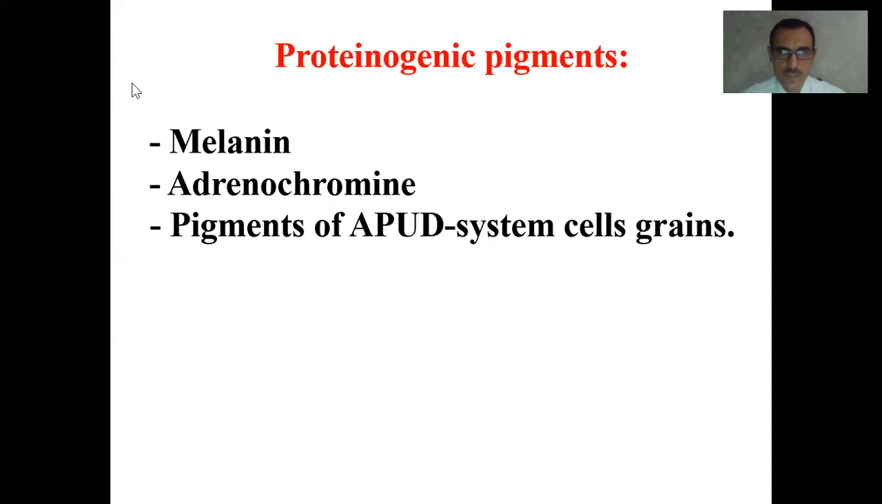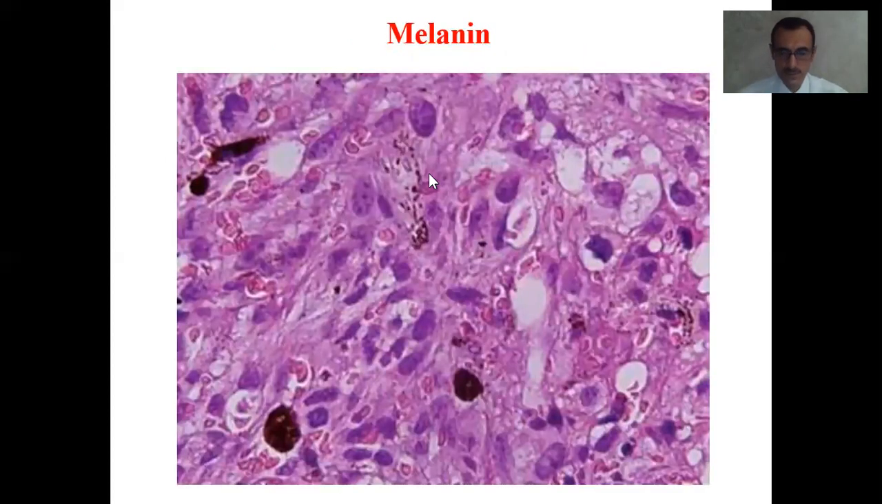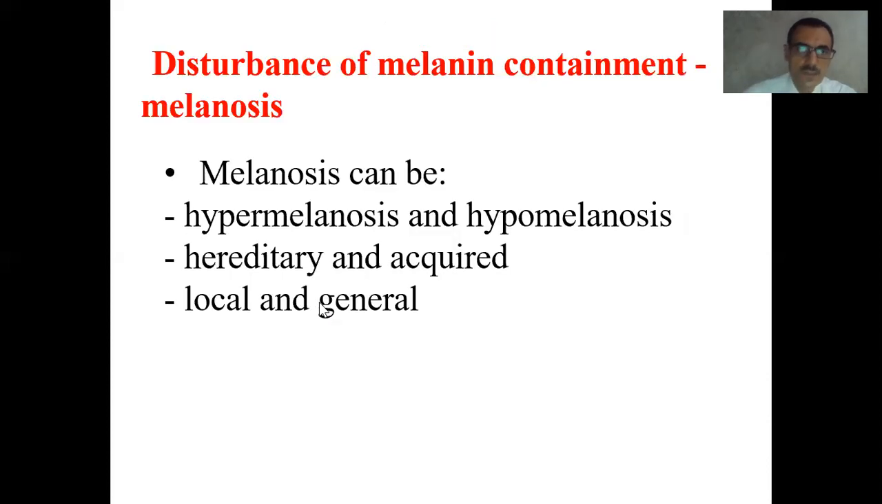The proteinogenic pigments include melanin, adrenochrome, and pigments of the enterochromaffin system cell grains. Melanin, this is a famous pigment, you know, that is synthesized by the melanoblasts, especially in the skin, in the hairs, in the nervous system. And disturbance of the melanin metabolism we call melanosis. The melanosis can be hypermelanosis and hypomelanosis, also hereditary and acquired, and local and general.